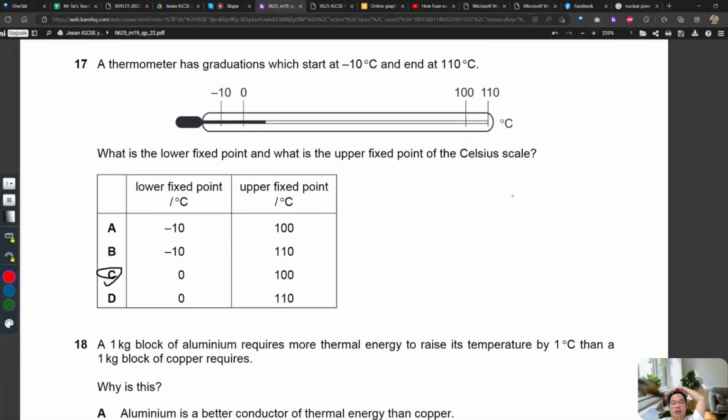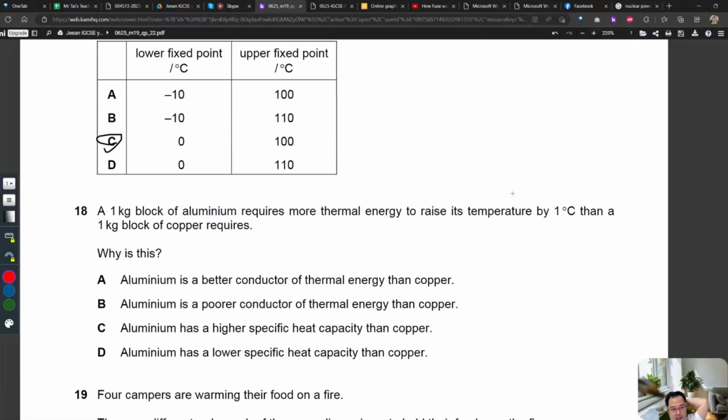Okay. 18. A 1 kilogram block of aluminum requires more thermal energy to raise its temperature by 1 degree Celsius than a 1 kilogram block of copper requires. What is this?